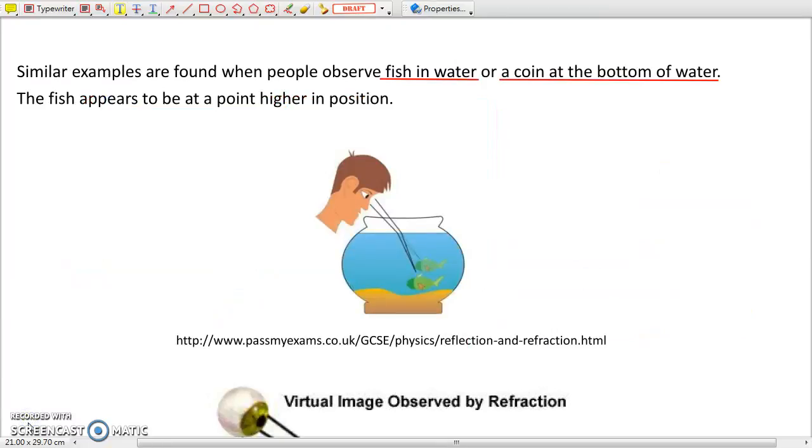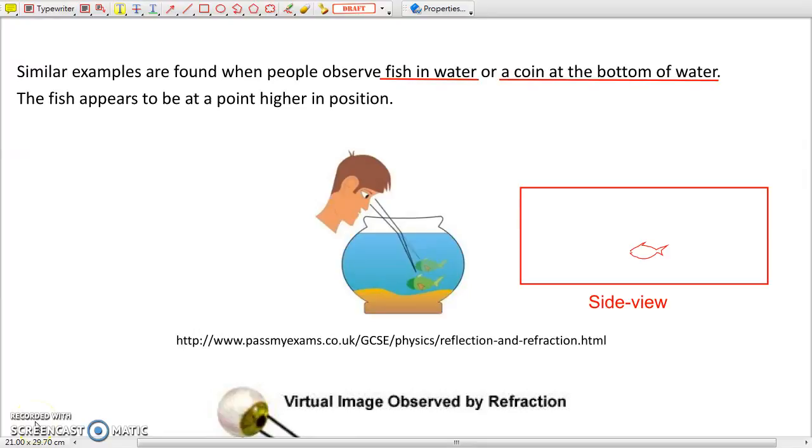Similarly, a fish always appears shallower. The side view looks like this. There's a fish, and its light goes to the surface of the water, is refracted, and now goes to the observer's eye. To locate the image, we have to draw two light rays, like this.